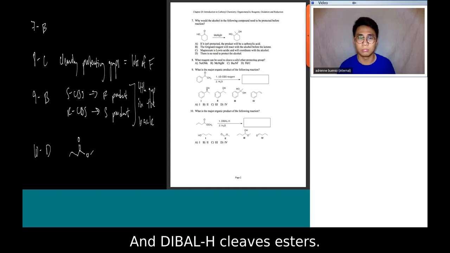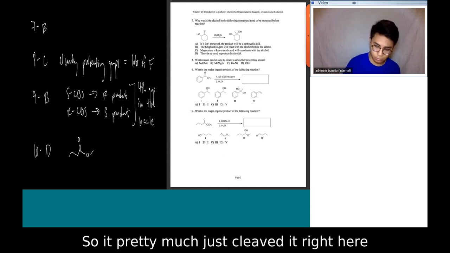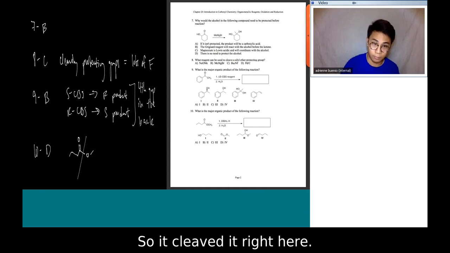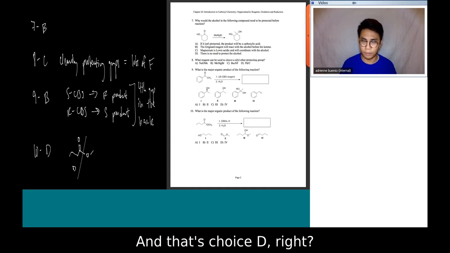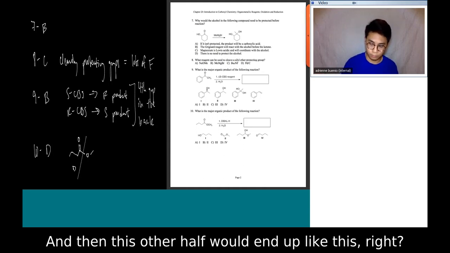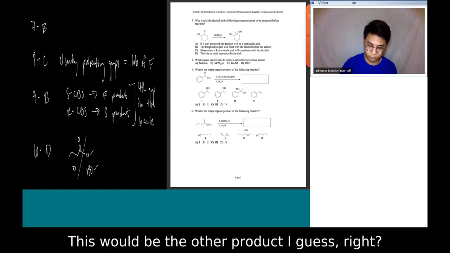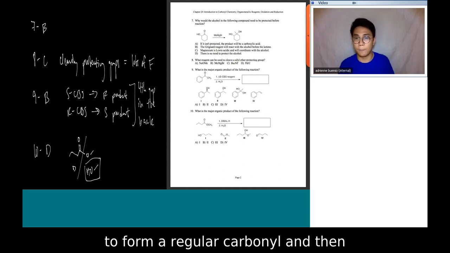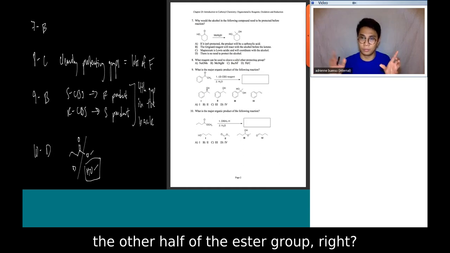And DIBAL-H cleaves esters. So it pretty much just cleaved it right here, right? To make that product. And this is answer choice D, right? And then this other half would end up like this, right? This would be the other product, I guess, right? So basically, DIBAL-H cleaves esters to form a regular carbonyl, and then the other half of the ester group, right?